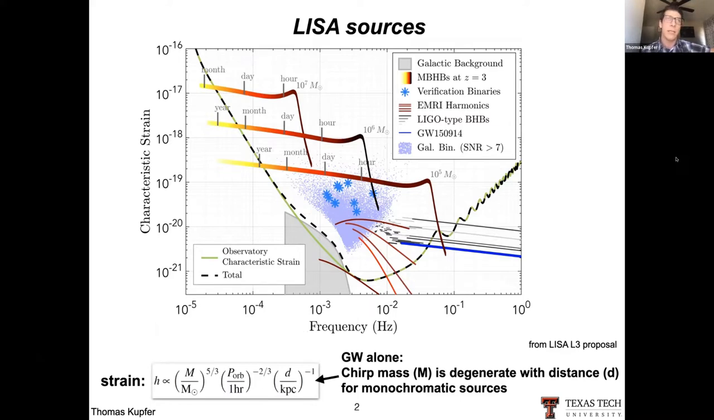But I want to emphasize one point, which is very different from what LIGO is seeing. Lots of these sources, actually almost all of them, won't be chirping within LISA's lifetime. So you won't see any change in the frequency, which means there's a degeneracy between the chirp mass and the distance, right? That's one of the things we have to think about when we think about these galactic binaries, so keep it in mind.